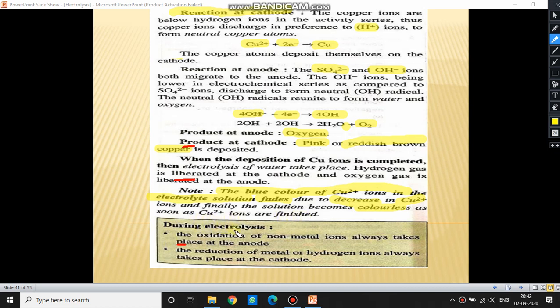So during electrolysis, the oxidation of non-metals, I think this is not required. So you can cancel this part. It is not required. So I hope electrolysis of aqueous copper sulfate is clear to you.